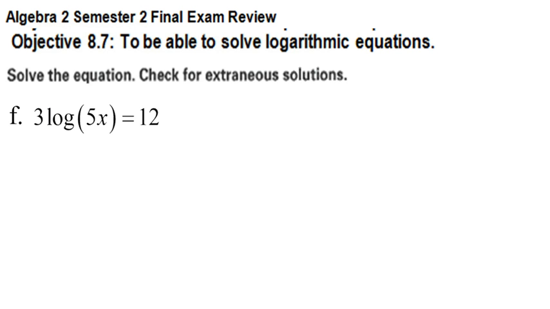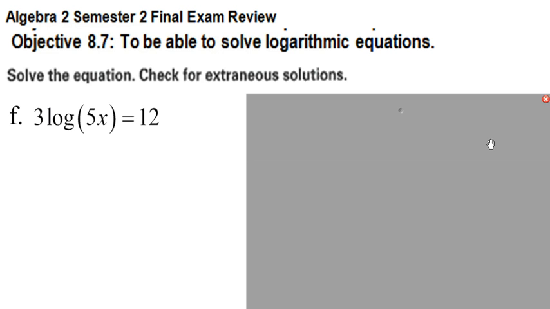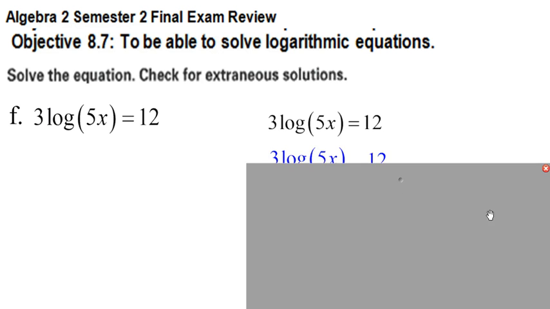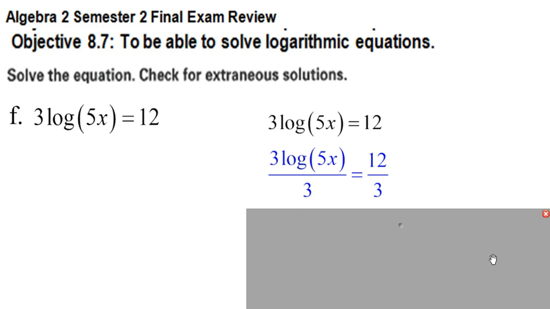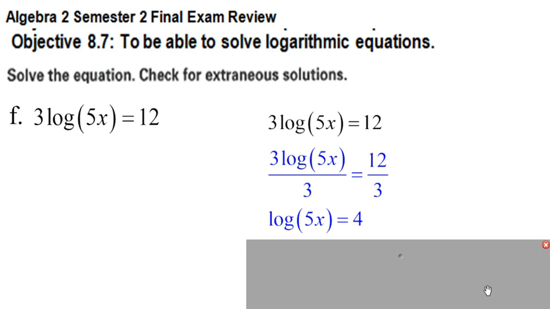So again, what we want to try to do is get the logarithmic equation alone. So get the log alone and evaluate from there. So our first step would be dividing by 3 on each side. So we have log of 5x equals 4.